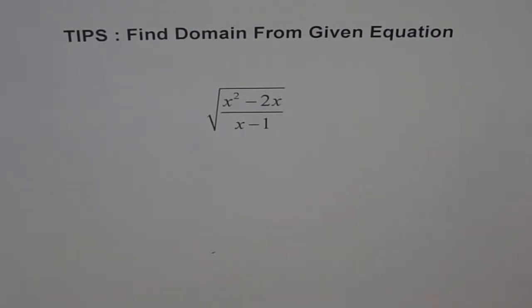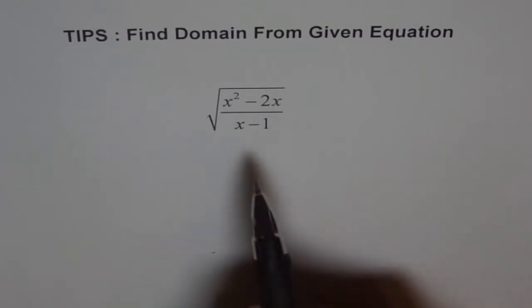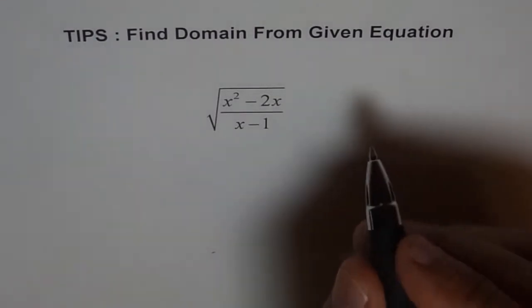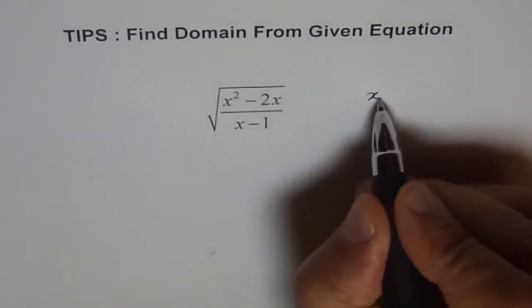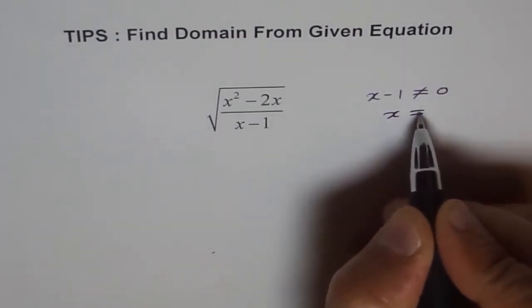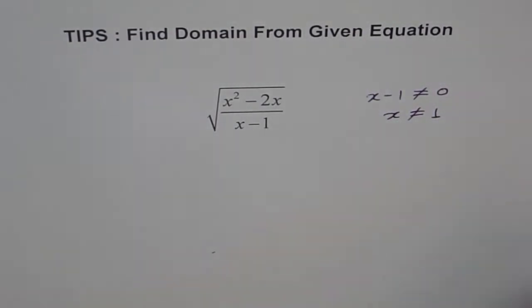Now, the domain of this function is very simple to find. The denominator cannot be 0, correct? So therefore, for the domain you say, well, x minus 1 should not be equal to 0, so x is not equal to 1. So you eliminate 1 and say, well, all real numbers except for 1.